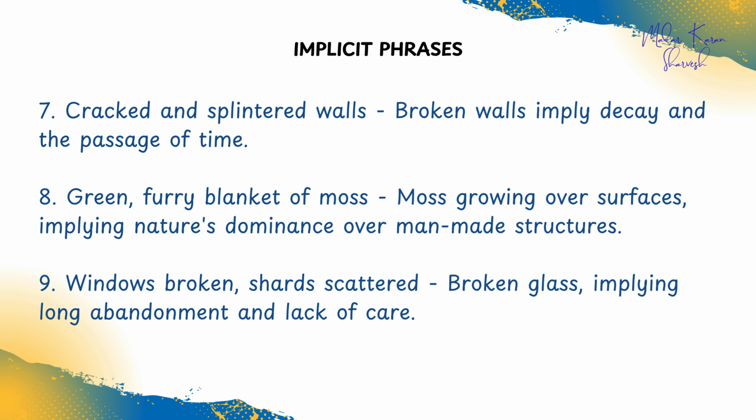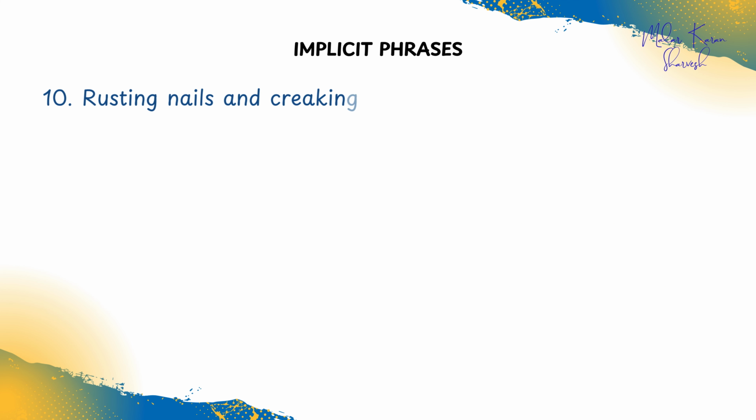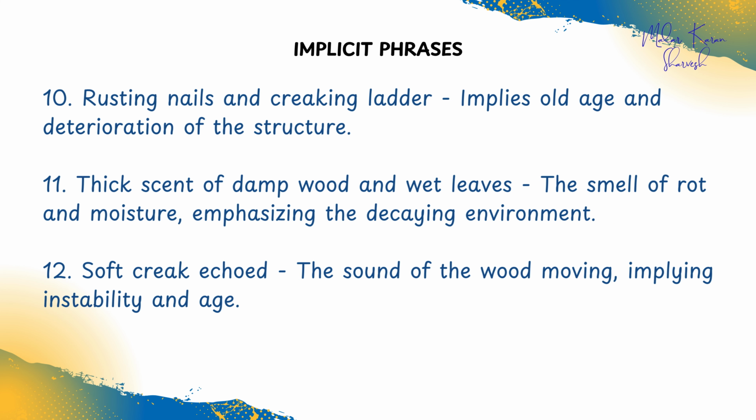9. Windows broken, shards scattered: broken glass implying long abandonment and lack of care. 10. Rusting nails and creaking ladder: implies old age and deterioration of the structure. 11. Thick scent of damp wood and wet leaves: the smell of rot and moisture emphasizing the decaying environment. 12. Soft creak echoed: the sound of the wood moving, implying instability and age.